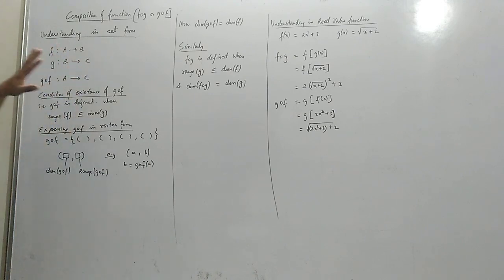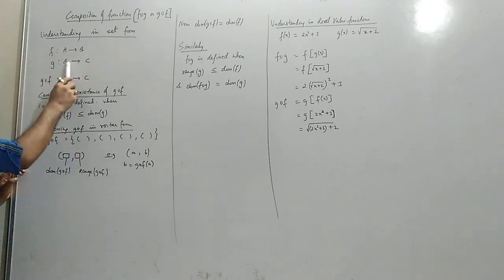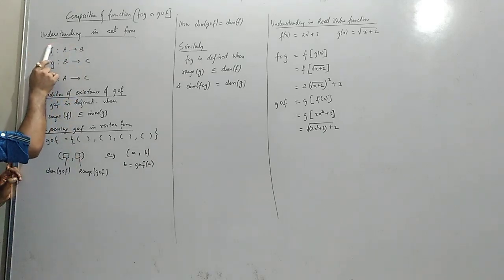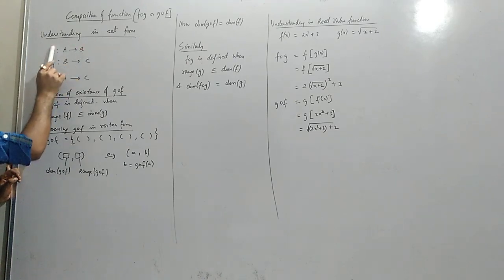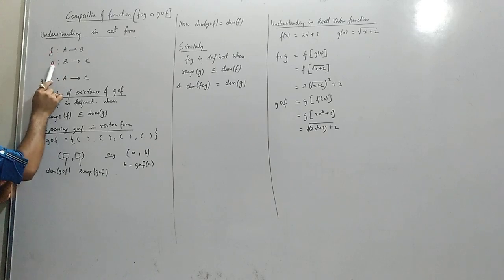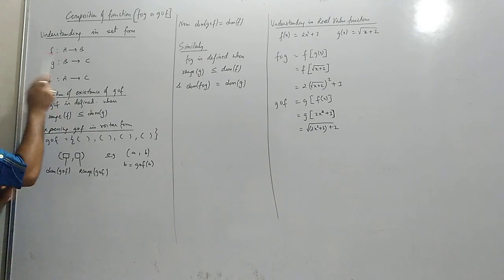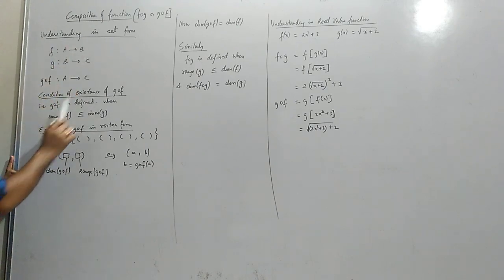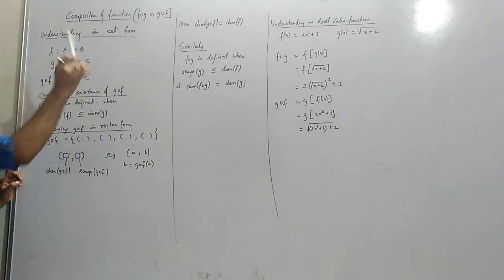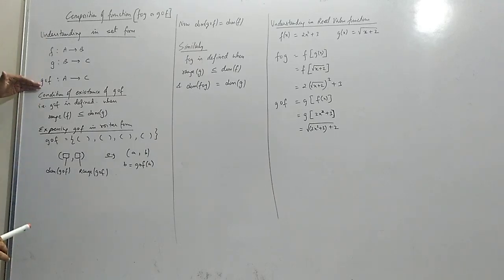This is a little bit confusing. F is a function from A to B. G is a function from B to C. Can I say the range of F is B? The range of F and the domain of G are the same, B. Understand? Then GOF is A to C. Now these things, whether you remember them or not, forget about it. What you have to remember is the formula.